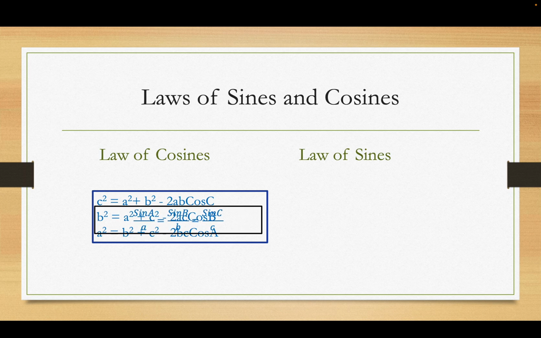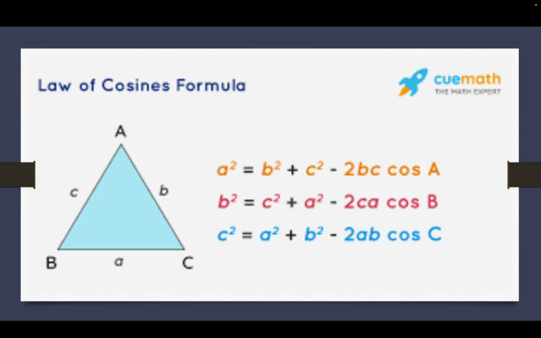Okay, and the law of sines says the sine of A is to a as the sine of B is to b as the sine of C is to c. For some reason, that did not separate out, but we've got these two slides coming up, which will show it to you.